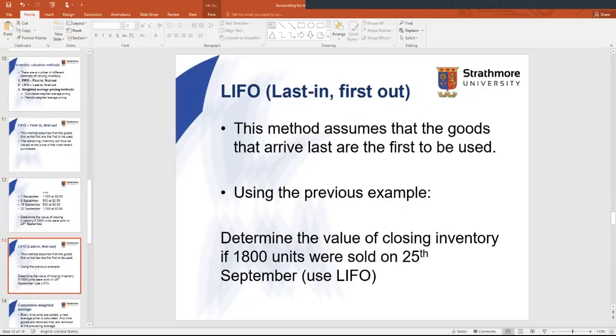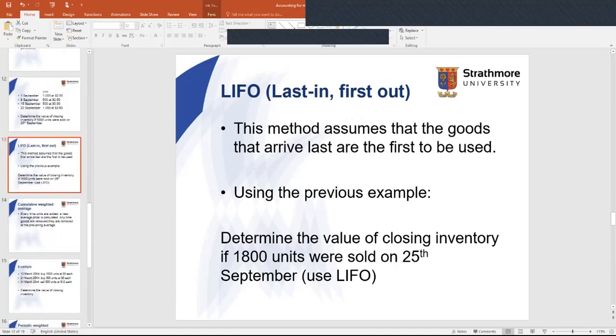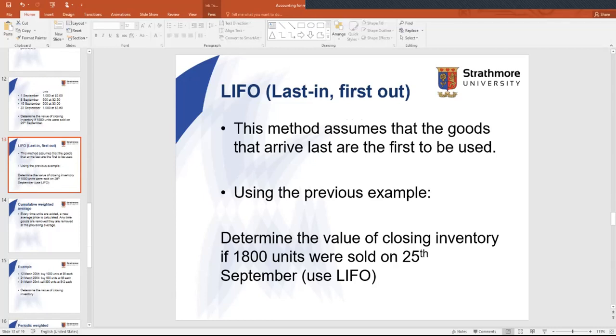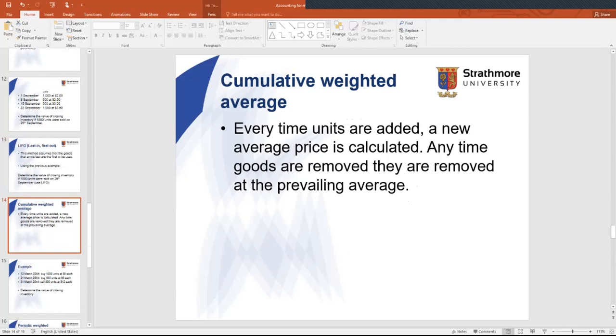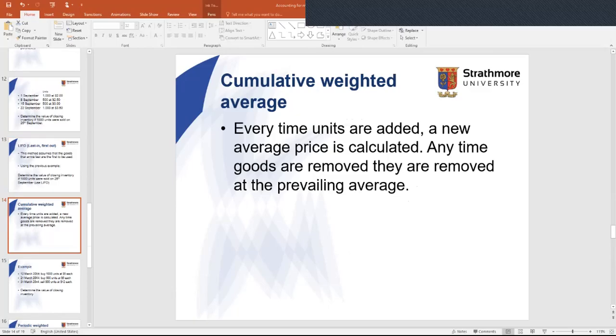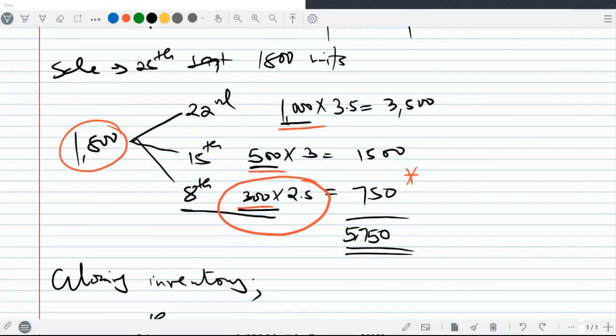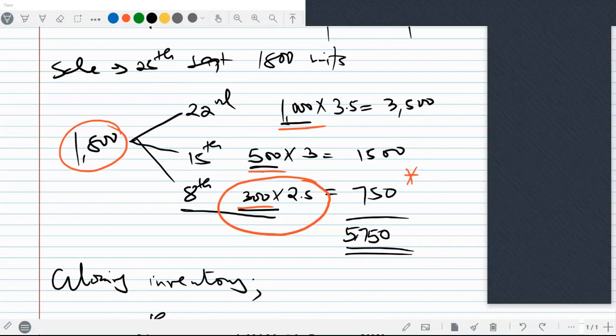Okay, that's the use of the last in, first out method, getting the value of the closing inventory as well as the value of the cost of sale, the value of the items the company has sold. Then we also have the use of the cumulative weighted average. So I've not understood anything from the start to the end. Okay, that's why you need to ask a question. Let me go back to the screen. Where did you understand? From the beginning of the cost of sales through to the closing inventory.